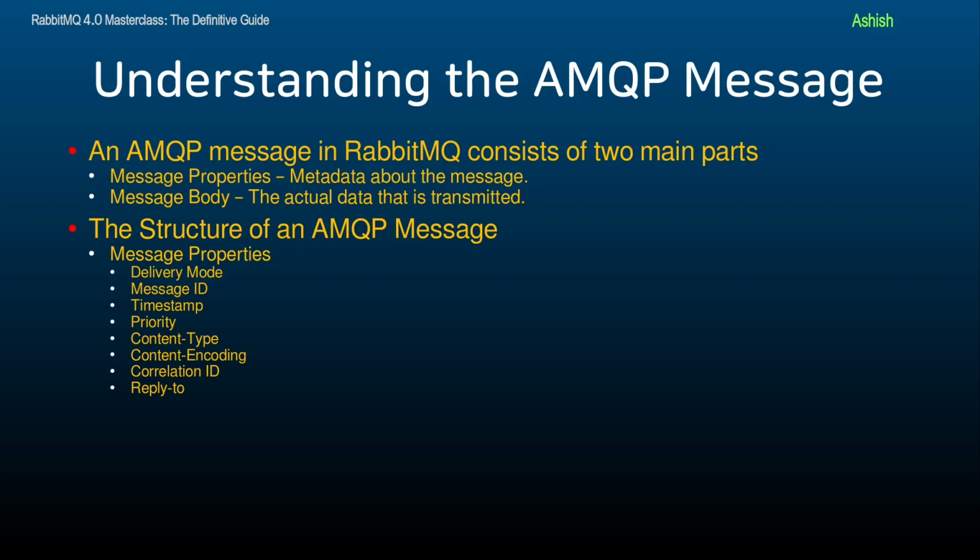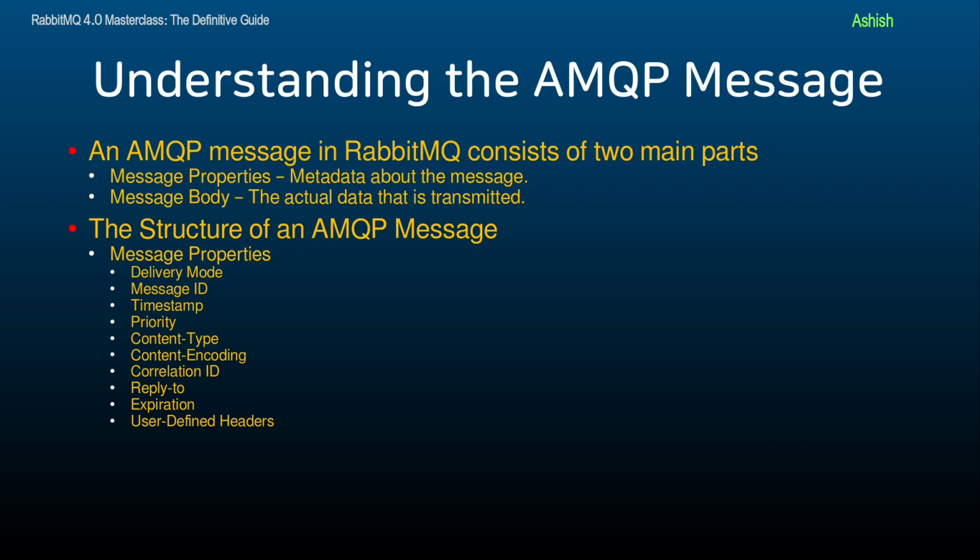Next, we have reply to. It is the queue to which a reply message should be sent. It is often used in request-response scenarios where the consumer sends the result back to the producer. And next is expiration, the time to live of the message, TTL. Once this time has passed, the message is discarded from the broker. And finally, we have user-defined headers, custom headers that can be added to the message. These are used for application-specific metadata that might be important for routing, filtering, or processing the message.